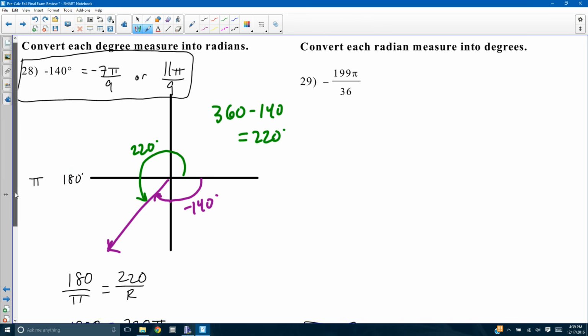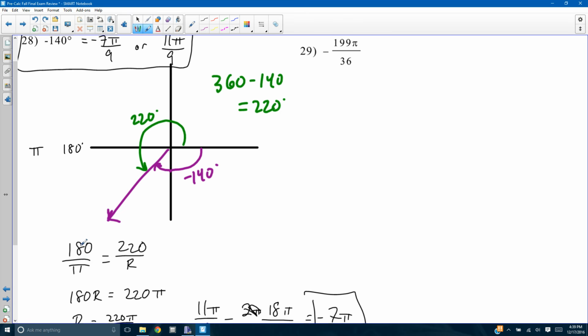Okay, but I can use this simple conversion right here with degrees and radians. 180 degrees is equivalent to pi radians, yeah? So 180 degrees is equivalent to pi radians, as some degree measure is equivalent to negative 199 pi over 36 radians. Okay? If you were looking to cross multiply, okay. Yeah, let's play with this a little bit here. We got 180 times negative 199 pi over 36 equals theta times pi.